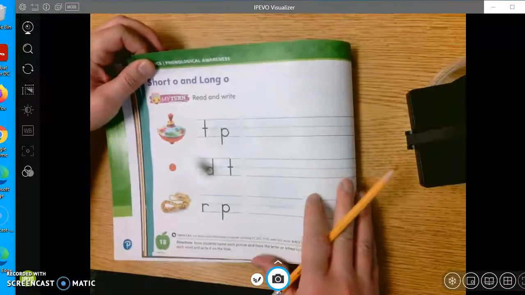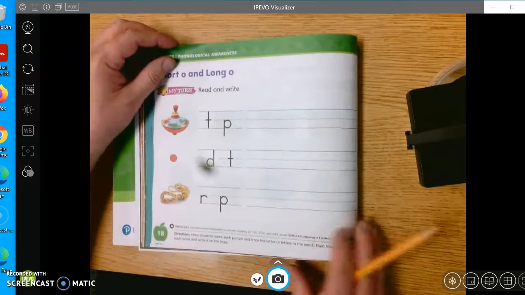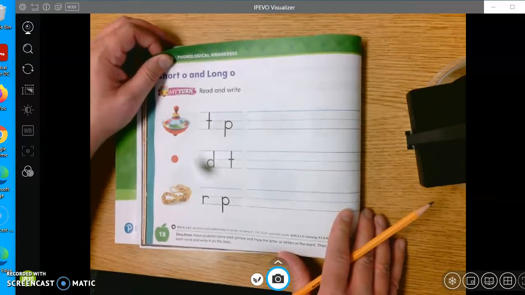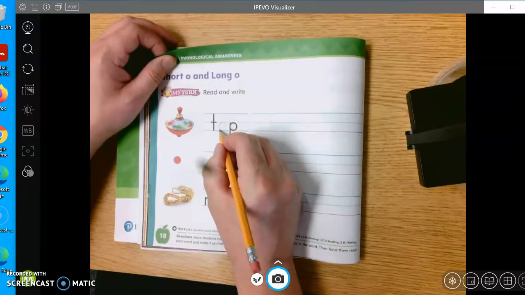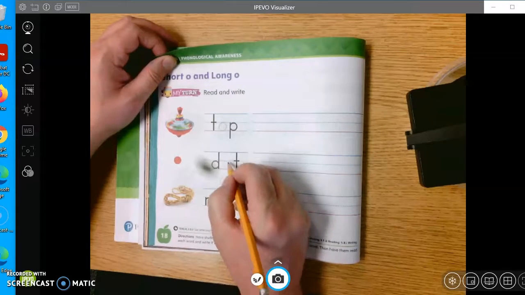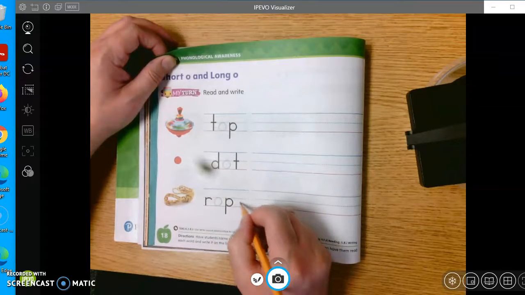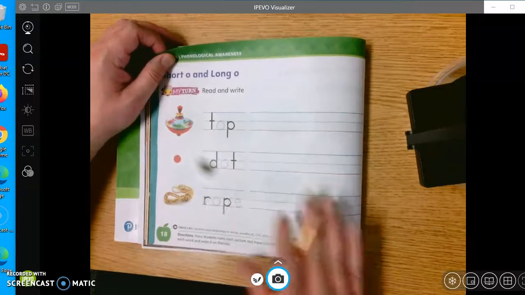And now we're going to look at some short O, long O sound words here. And we're going to decide which one it is. And really, we're practicing our writing here. So I'm going to finish the words here. I see the dotted letters. Trace those. That's a top. That's a dot. And that's a rope. Okay? Now first, let's go ahead and write our words here.